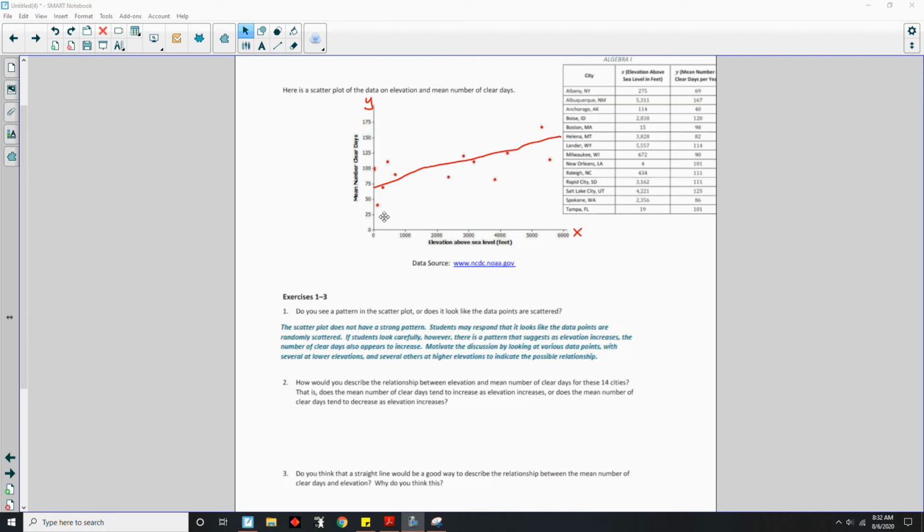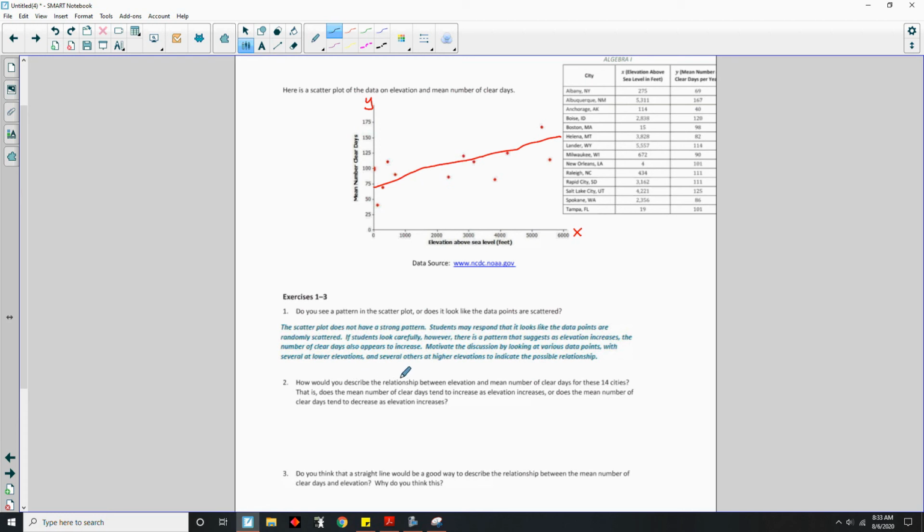So what they're saying is this point here is low elevation, low number of clear days, and over here is a higher elevation. It seems like as we're going to the right, as the elevation increases, the number of clear days apparently increases as well. Yes, you do have some that drops down, but on average, the group is moving upwards from left to right.